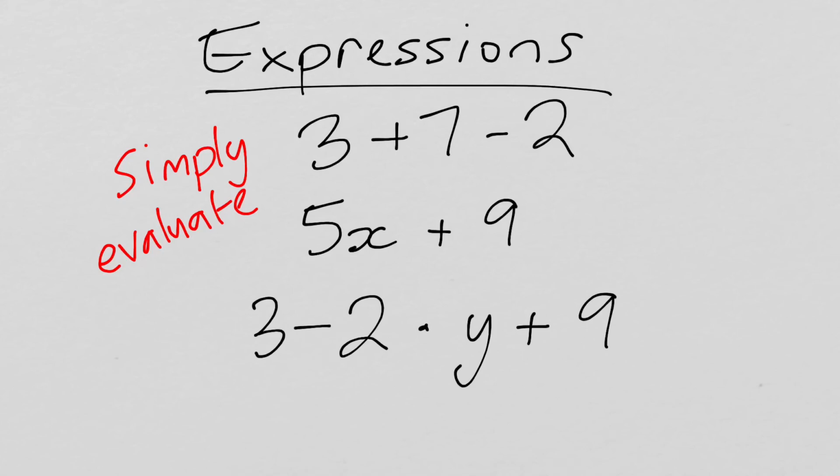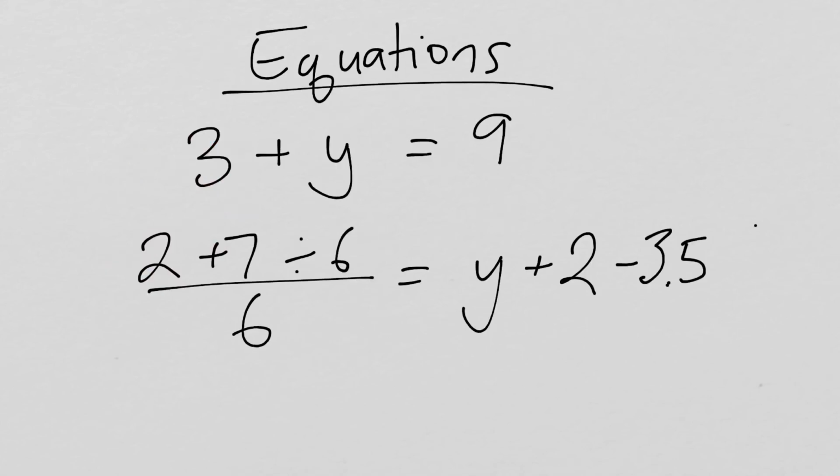On the other hand, equations have an equal sign. That's why they have the "equa" bit at the front of them, right? And so they have an equal sign, in which case we can solve them. We can find out exactly what y is equal to here. We don't usually go into depth with some of these more difficult ones, but I already know that 3 plus something equals 9, so the y is going to be equal to 6, right, in that one.